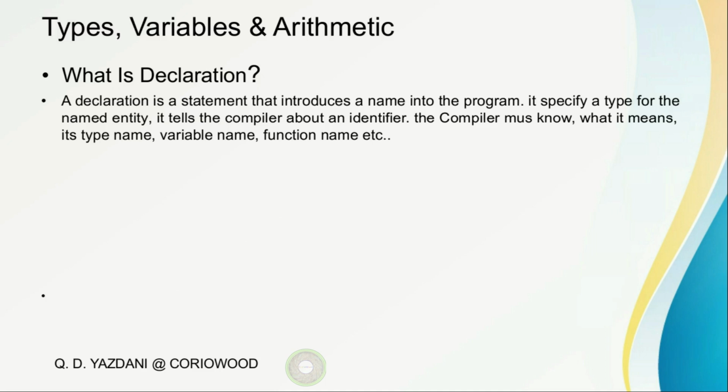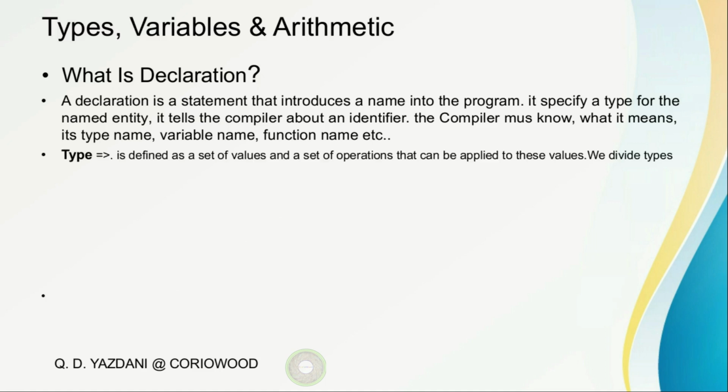C++ also requires that we declare the names, and the compiler wants to know. The compiler is like an audience, it wants to know what it means. Is it a type name, is it int, string, or char, or a variable name, or a function, whatever. So we must declare. Declaration is the first thing to remember.